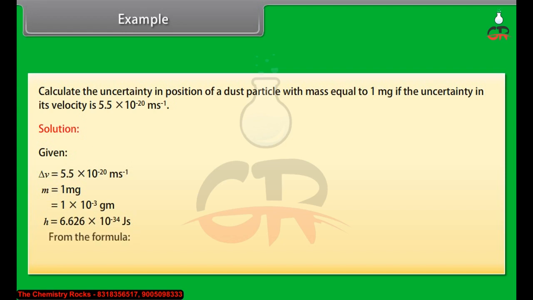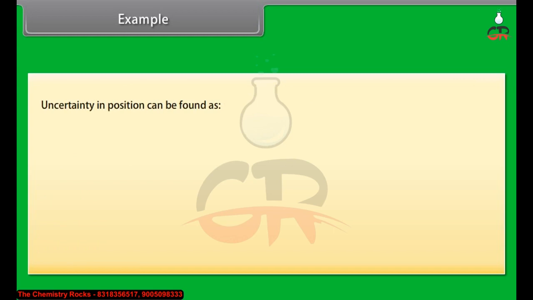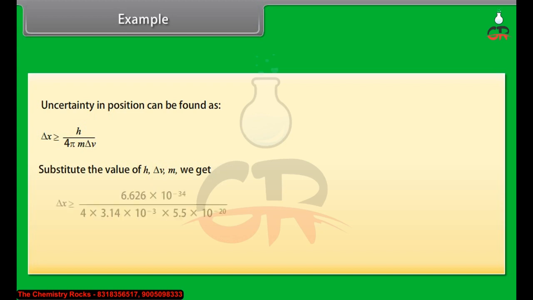From the formula, delta x into m delta v greater than or equal to h upon 4 pi. Uncertainty in position can be found as delta x greater than or equal to h upon 4 pi m delta v. Substituting the values of h, delta v and m, we get delta x greater than or equal to 6.626 into 10 raised to the power minus 34 divided by 4 into 3.14 into 10 raised to the power minus 3 into 5.5 into 10 raised to the power minus 20.